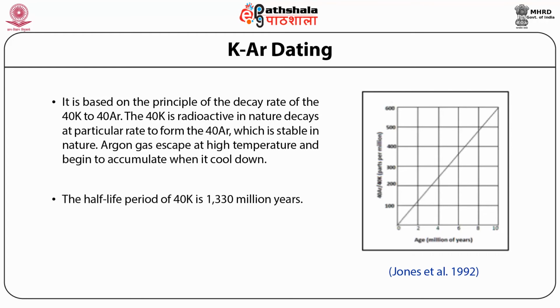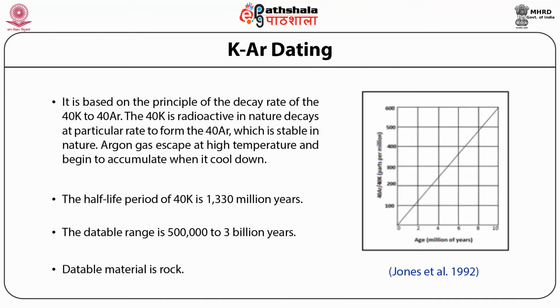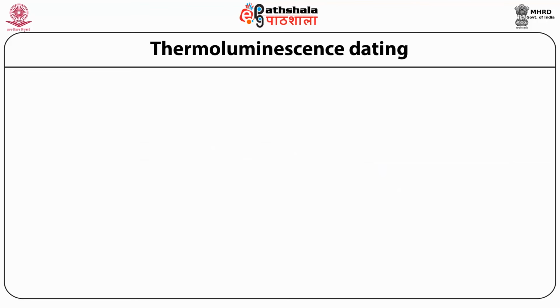The half-life period of potassium-40 is 1330 million years. The datable range is 500,000 to 3 billion years. This dating method is useful to date fossils where there were volcanic eruptions. Next method, the thermoluminescence dating method.